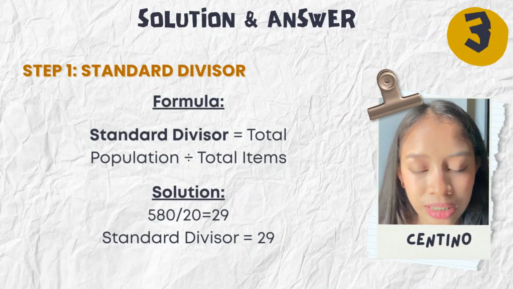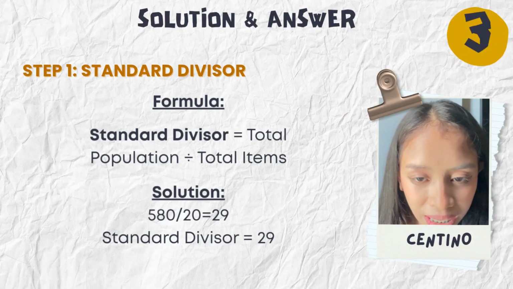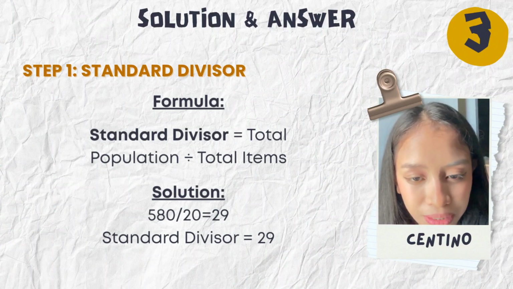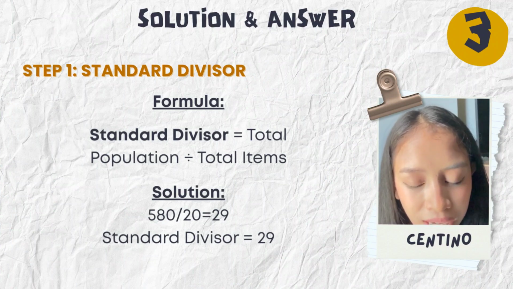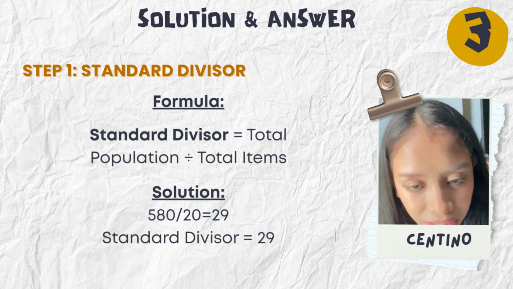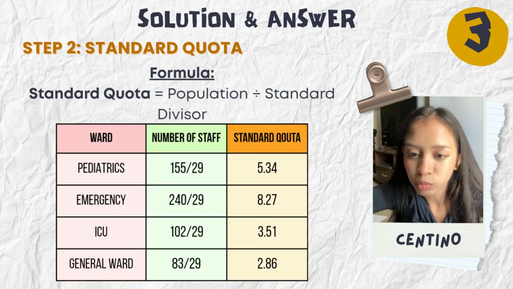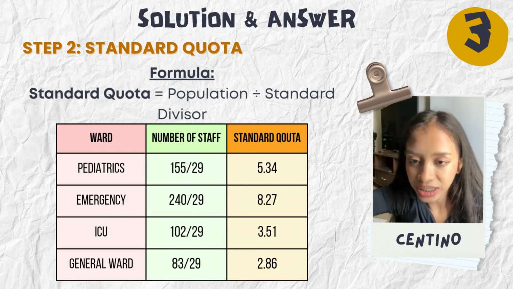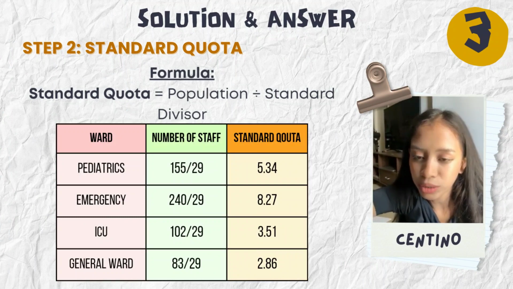Step 1. Standard divisor formula. The standard divisor is equal to the total population divided by total items. So from our problem earlier, we have 580 divided by 20, and that is 29. So our standard divisor is 29. For the pediatrics ward, the number of staff is 155 divided by 29, and we get a standard quota of 5.34.